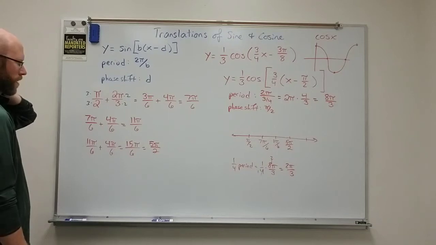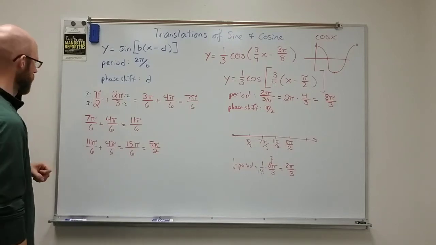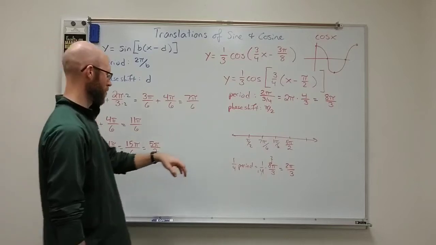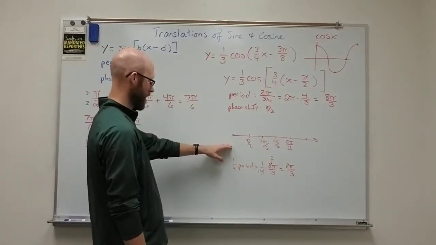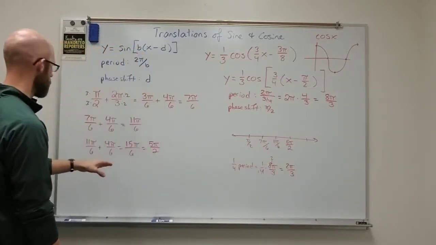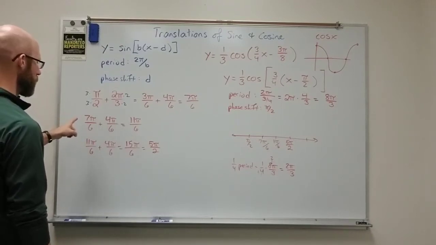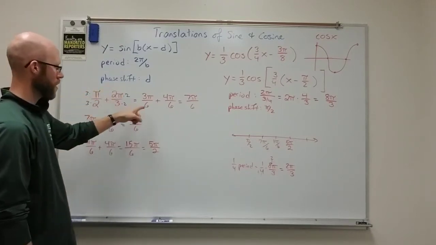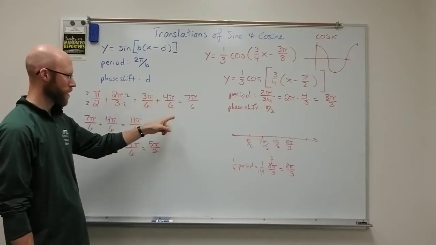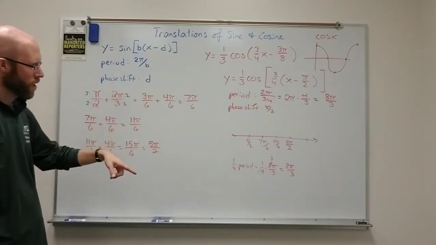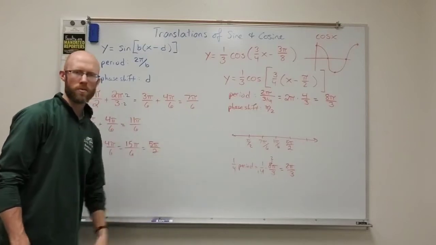That's fascinating. I don't know why I'm finding this fascinating, but for some reason I am. I'm just making sure I did all my arithmetic right so far. So it's 3 pi over 6, add 4 of them, add 4 more, and add 4 more again. Yeah, okay, it's working out.